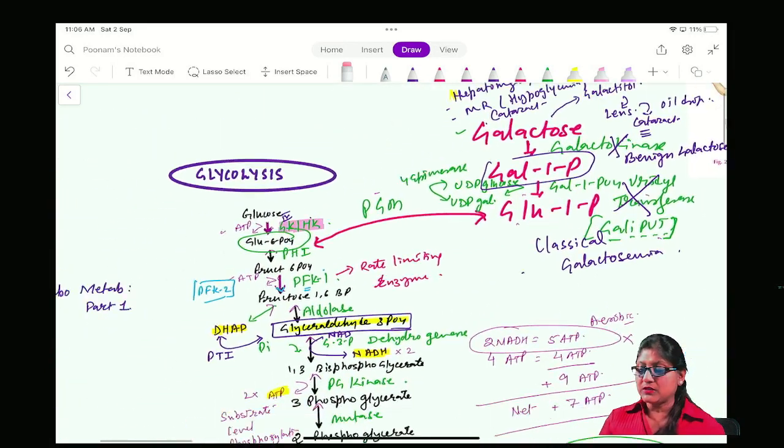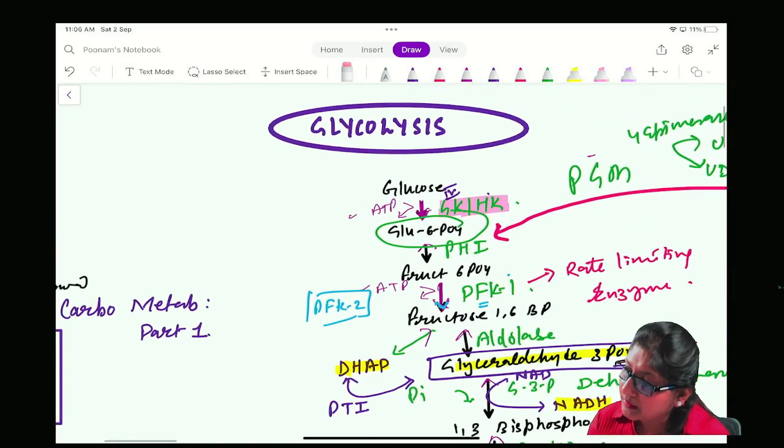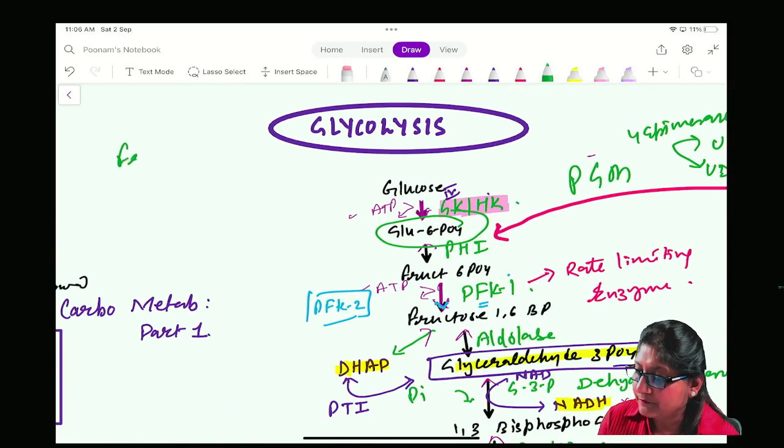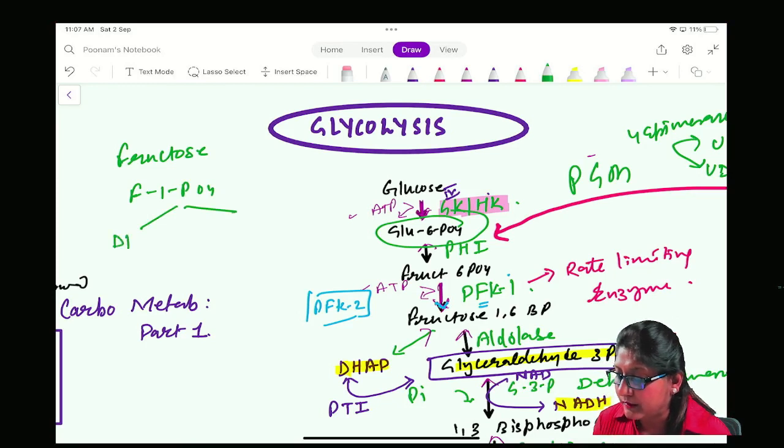You must know, I'm just touching these important pathways. And coming to fructose metabolism, fructose we consume in diet, fructose is converted to fructose 1-phosphate in the liver. I'm talking only about the liver. Fructose 1-phosphate, and this fructose 1-phosphate is immediately going to break into two. One is DHAP, another is glyceraldehyde.